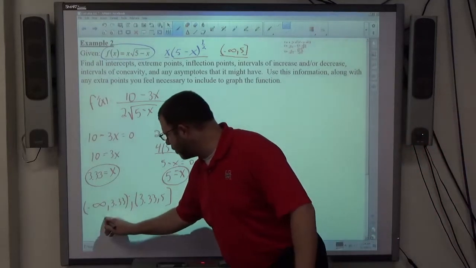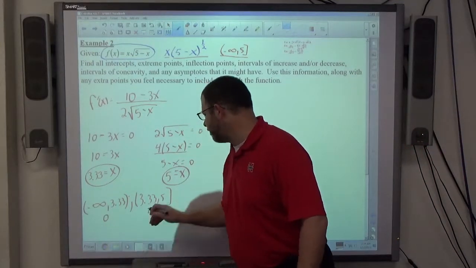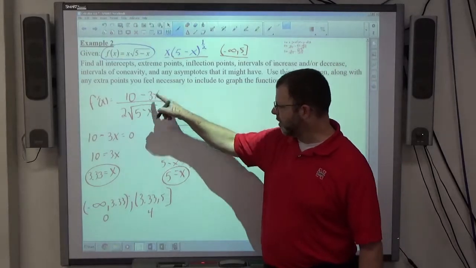If I pick a test point here, I'll go 0, and a test point there, 4, and we're evaluating this function here.